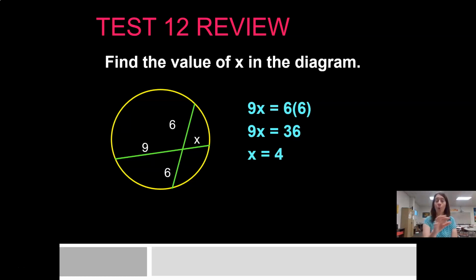Remember, we said that the 4 different lengths weren't necessarily equal, so please don't think, oh, that one chord was split into 6 and 6, therefore the other chord has to be split into equal pieces as well, because you're going to end up getting the questions wrong if you do that.